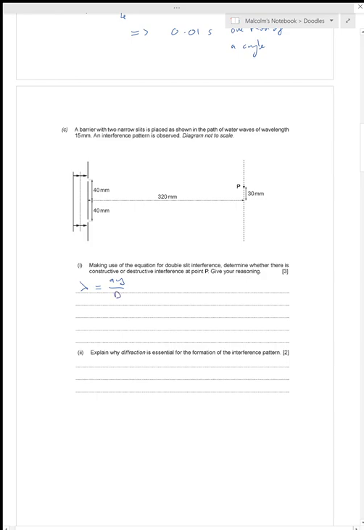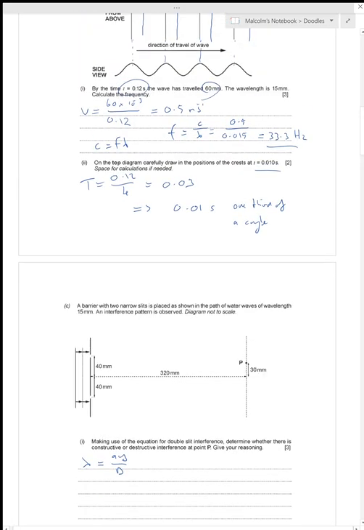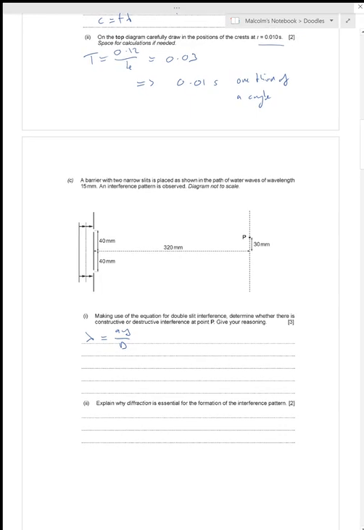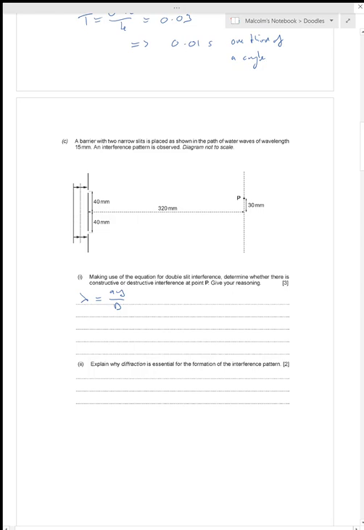We've got the wavelength from before. The wavelength is 15 millimeters. I'm assuming these are the same waves. Yeah, no other wavelength. Oh, yeah, we're given right here. So 15 millimeters. We've got our a is the space between the slits here, so 80 millimeters. D is 320 millimeters. We're looking to see whether y equals 30 millimeters will give us the correct thing. So let's rearrange this for y.